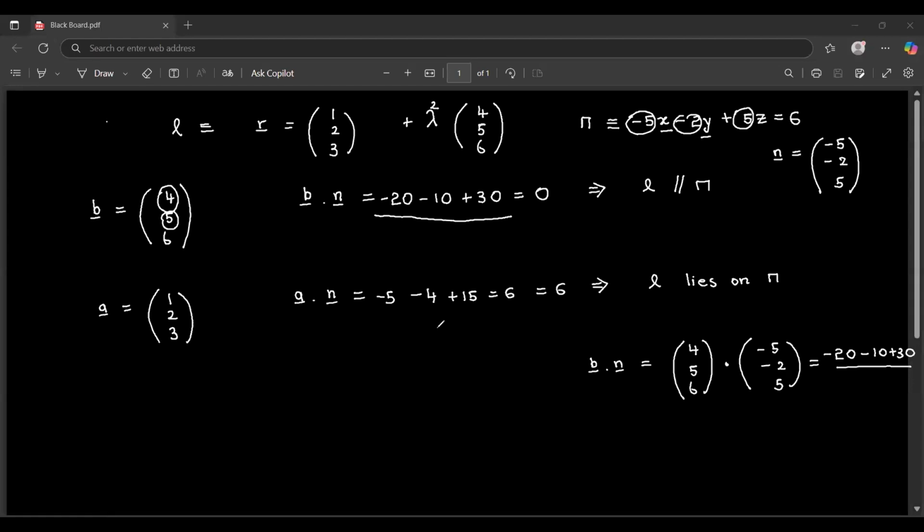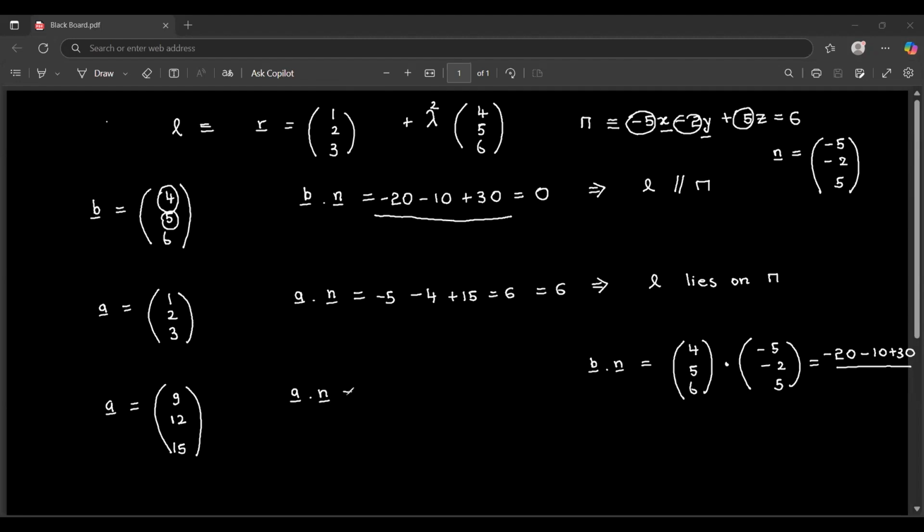I'll also clarify another doubt. I already said that A doesn't always have to be 1, 2, 3. It can be any other point on the given line. So let's say lambda is equal to 2. Then A will be equal to 1 plus 8, it will be 9, 2 plus 10, it will be 12, 3 plus 12, it will be 15. So now let's take this.